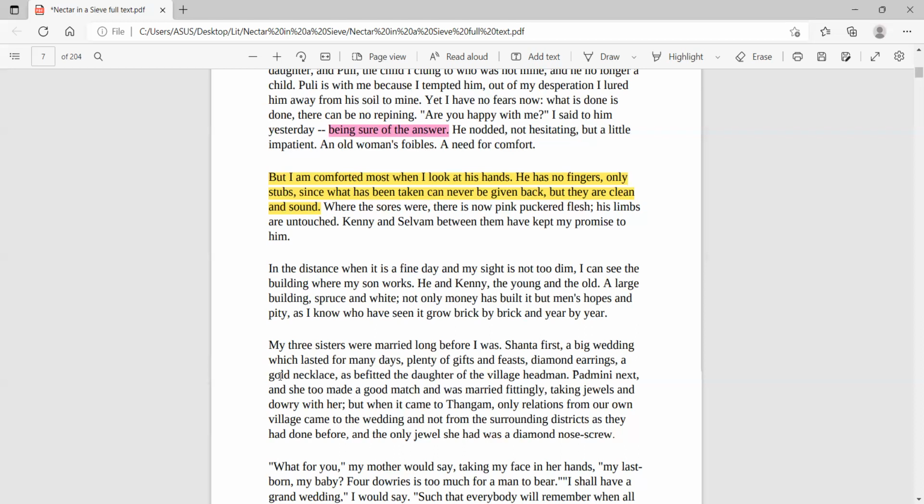My three sisters were married long before I was. Shanta first, a big wedding which lasted for many days, plenty of gifts and feasts, diamond earrings, a gold necklace, as befitted the daughter of the village headman. What does that mean? Yes, it was a very big village, a great village where they wanted a village headman. A village headman was necessary to control the village.